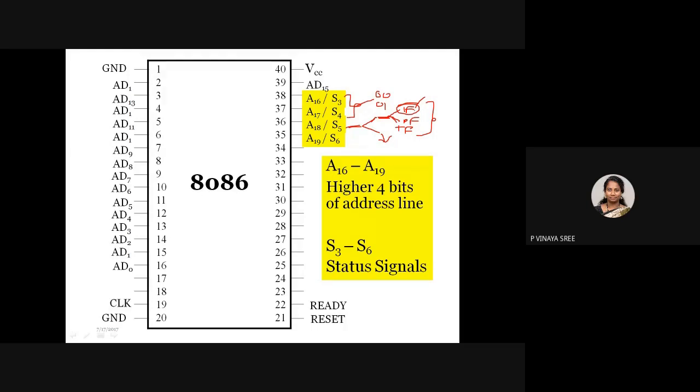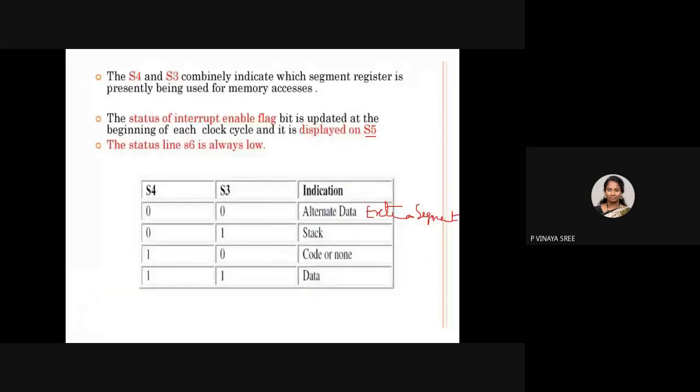Okay, so the status of the interrupt enable flag, which is there in the flag register, is updated at the beginning of each clock cycle and it is displayed on S5. So if it is enabled, S5 shows that the interrupt flag is enabled with the help of S5.